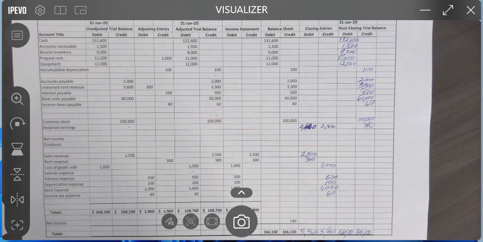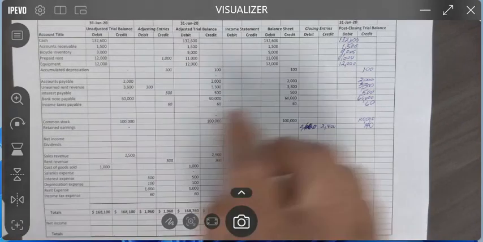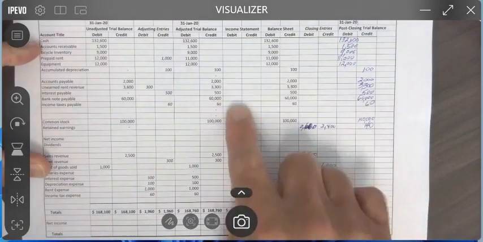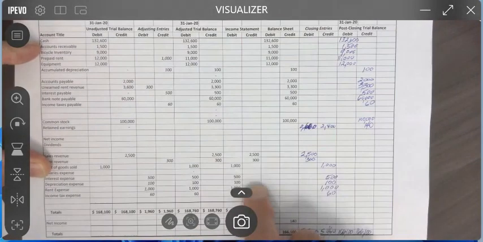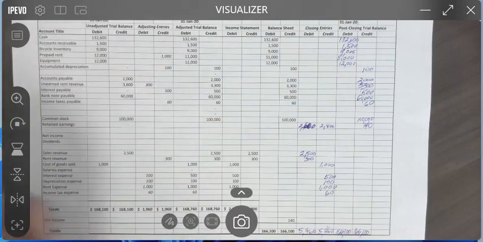In the next 2 chapters, we are going to learn how to prepare those financial statements in proper form from the data in these columns. I look forward to seeing you there. Have a wonderful day.